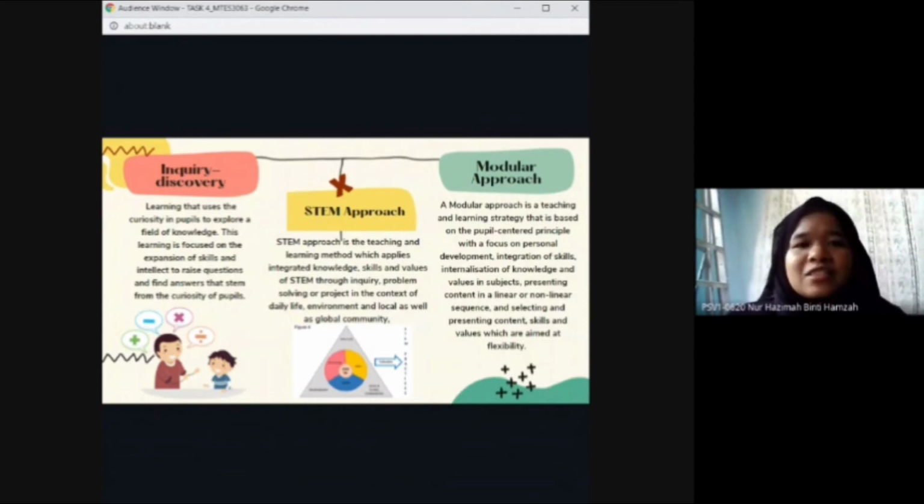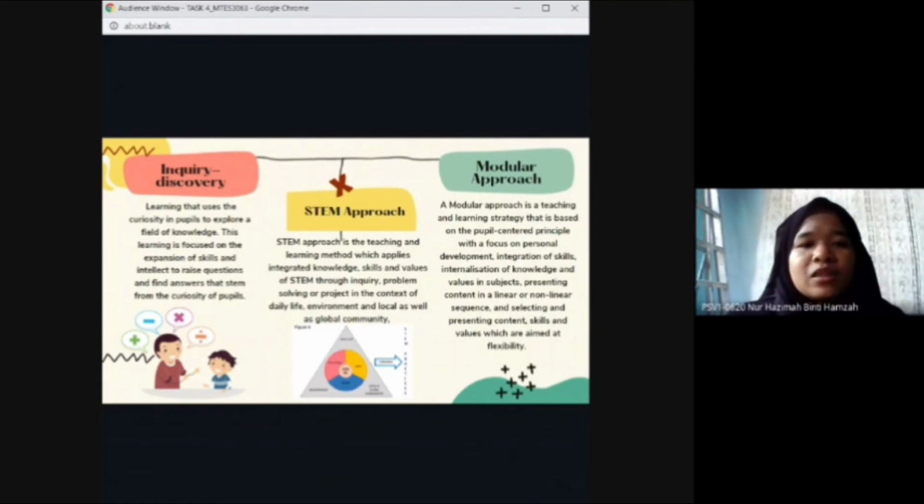So the last strategy is the modular approach. A modular approach is a teaching and learning strategy that is based on the pupil-centered principle with a focus on personal development, integration of skills, internalization of knowledge and values in subject, presenting content in a linear and or non-linear sequence, and selecting and presenting content, skills, and values which are aimed at flexibility.